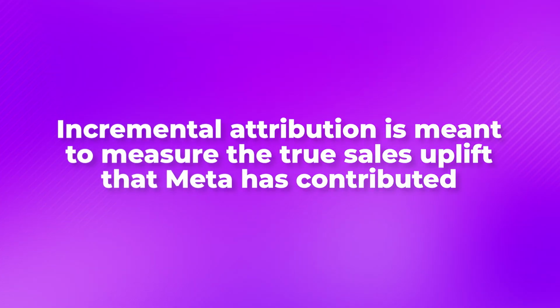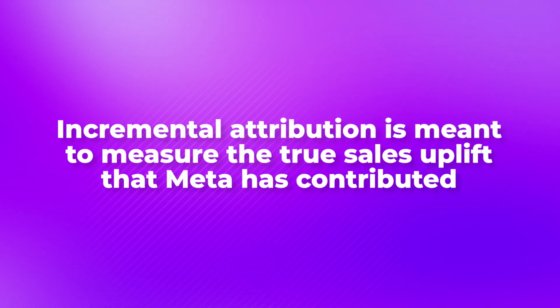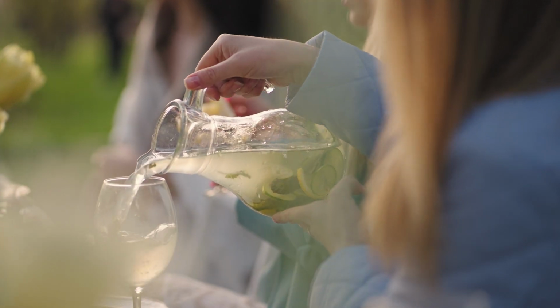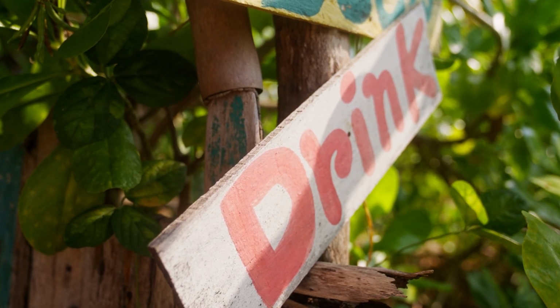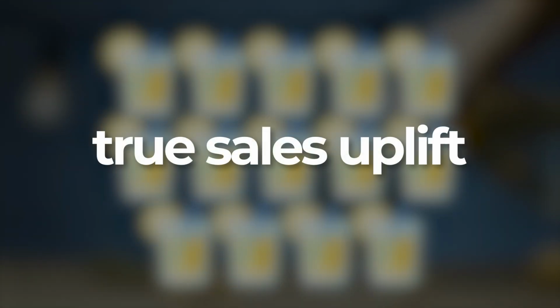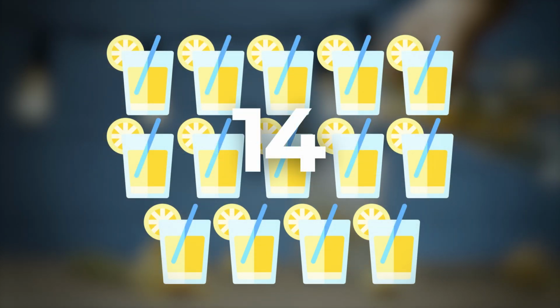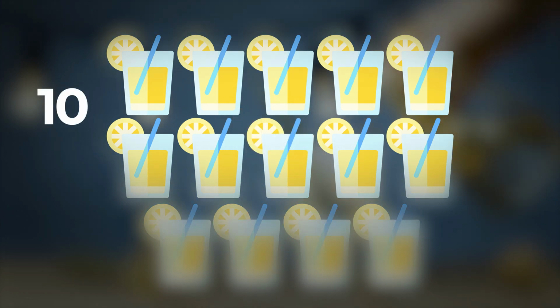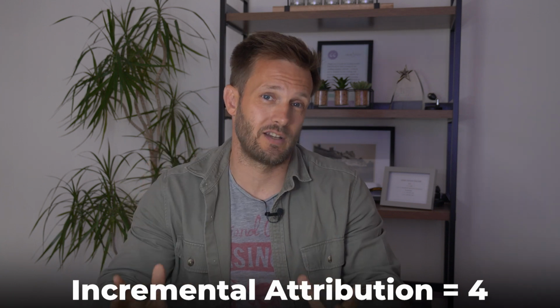Now, incremental attribution is meant to measure the true sales uplift that Meta has contributed to your overall sales. Imagine that you've got a lemonade stand and that you're making 10 sales every single day with no marketing at all. Then you put a big sign by the road and you're now making 14 sales every single day. So the true sales uplift of the sign is just 4 additional sales every day. It's not responsible for all 14 sales because you were making 10 anyway. So the incremental attribution of sales to the sign would be just 4 sales in this example.